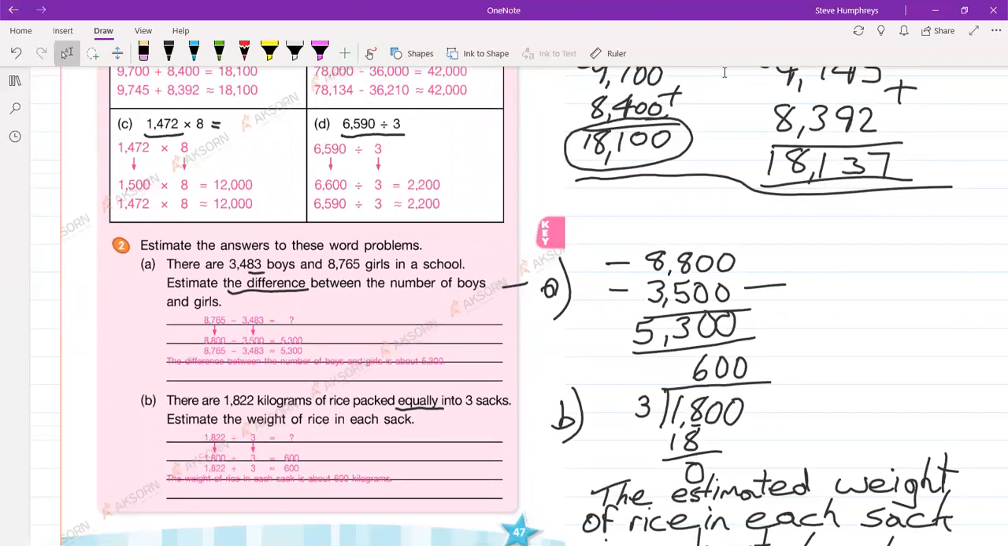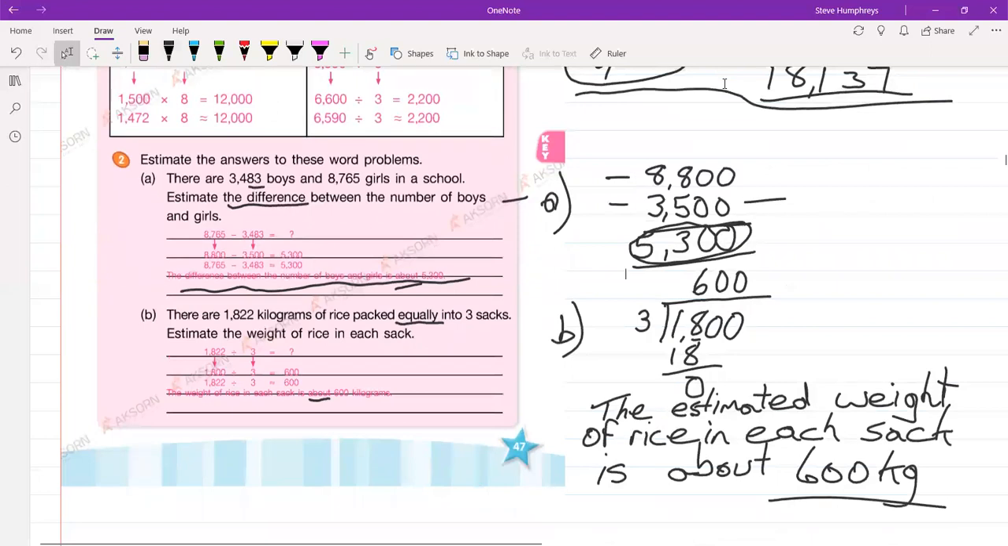This is also a word problem, so you would need to write a sentence for this one. The difference between the number of boys and girls is about, well, the word about is telling you it's an estimation. It's not an exact answer. It is about 5,300. The estimated weight of rice in each sack is about 600 kilograms. An estimation. A rough answer.